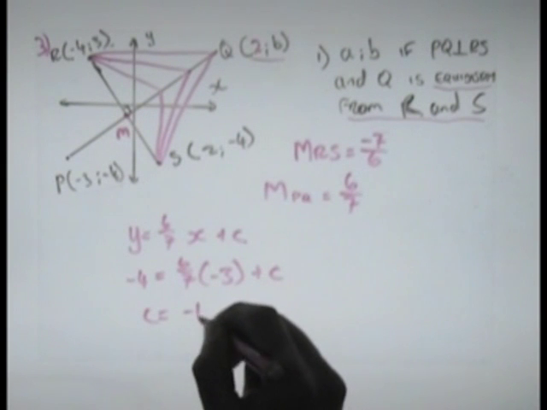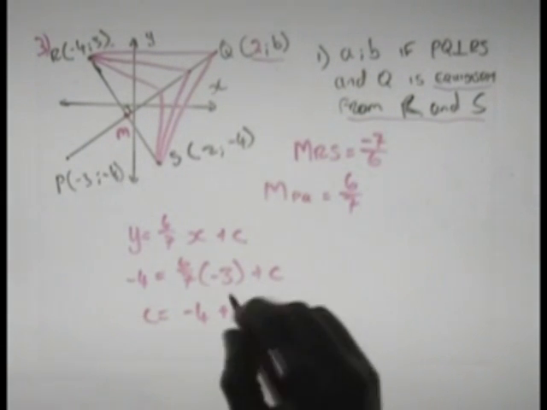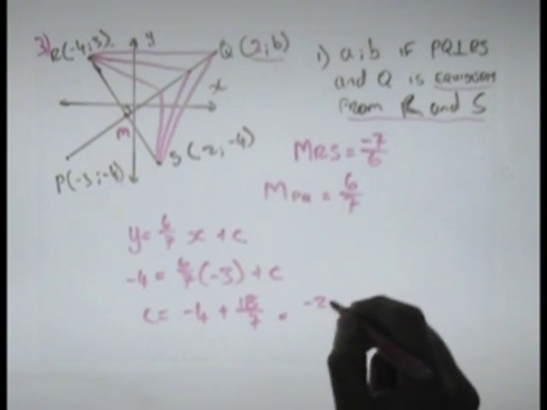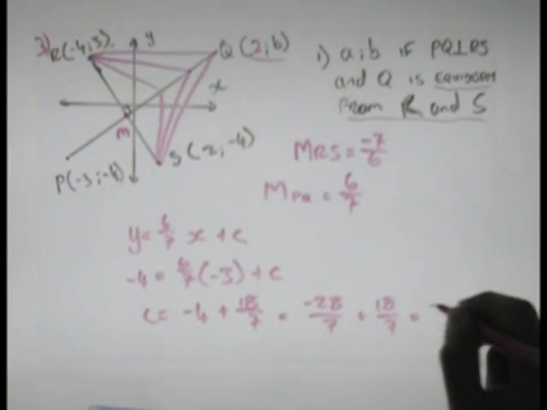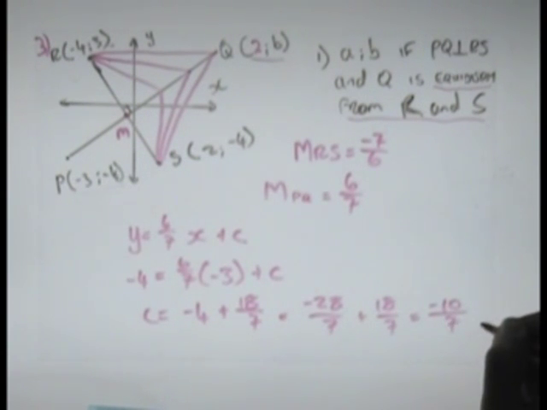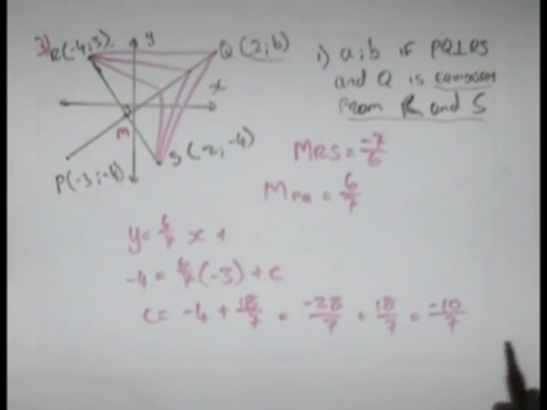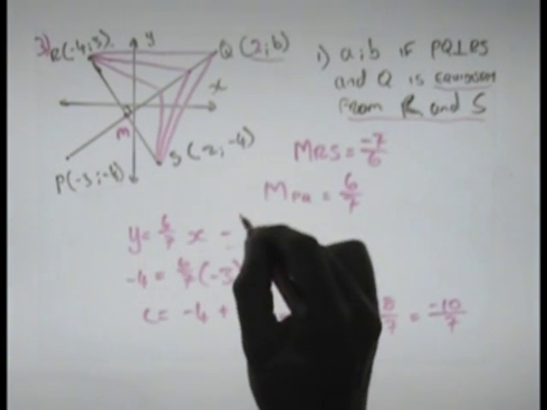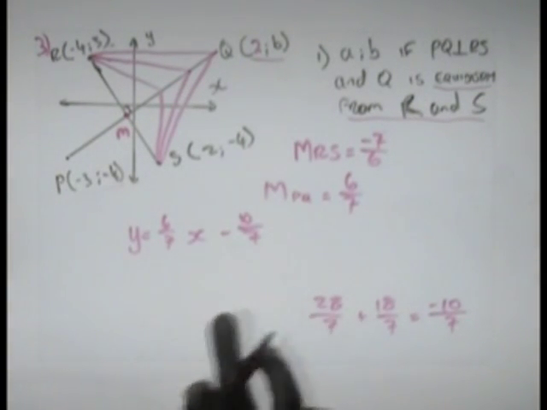C is equal to minus 4 plus, because that becomes negative, taken over becomes positive, 6 times 3 is 18 over 7, which is equal to negative 28 over 7 plus 18 over 7, which is equal to negative 10 over 7. That means that the equation of PQ is y is equal to 6 over 7x minus 10 over 7. And that's the equation of PQ.